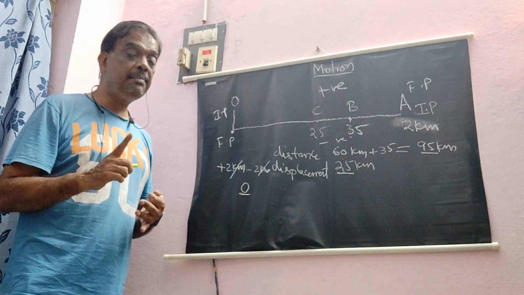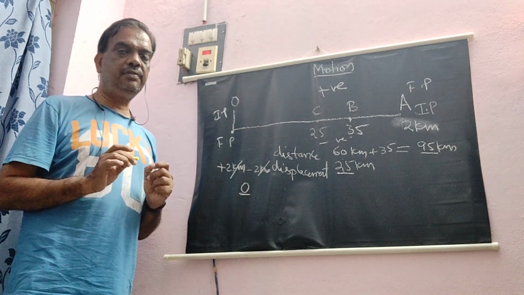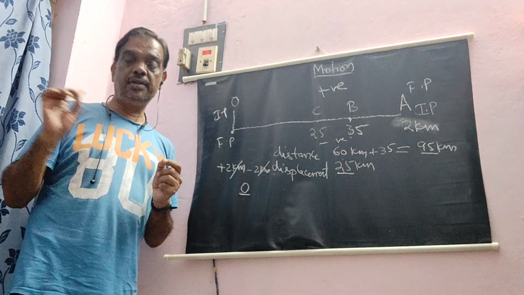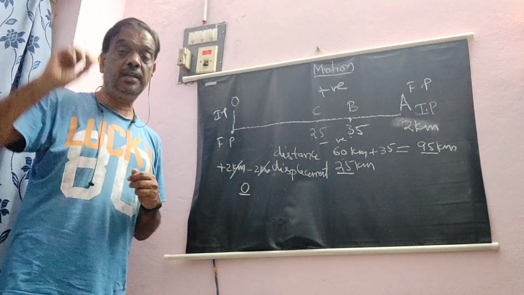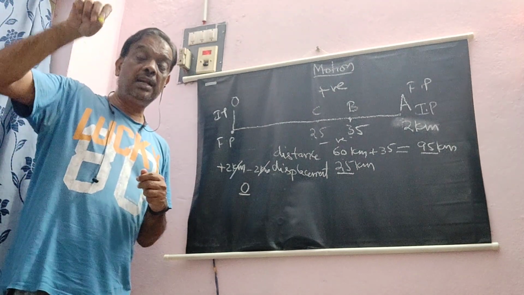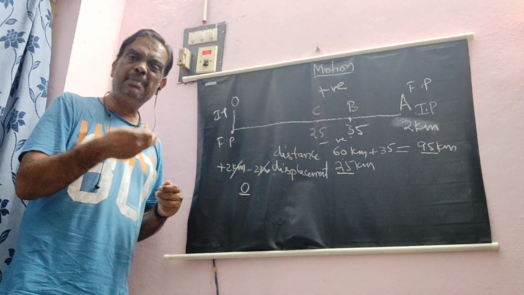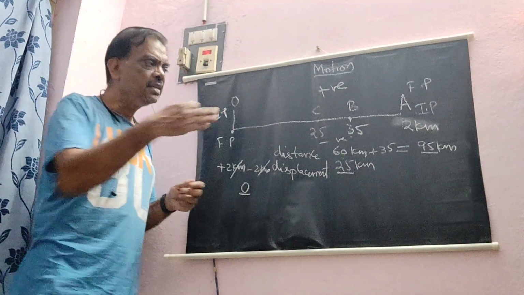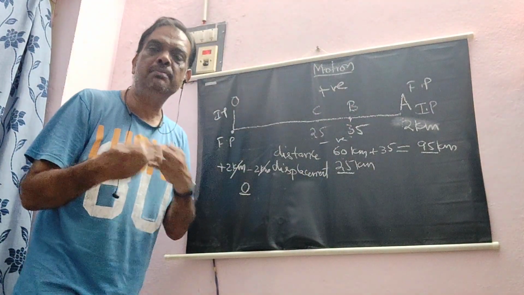See, distance can be added by simple arithmetic. I travel a distance of 30 kilometers from Suryapet to Kodad. From Kodad I travel to Vijayawada, 60 kilometers. Like this, distance can be added by simple arithmetic. 30 plus 60, 90 kilometers. It can be added easily by simple arithmetic.